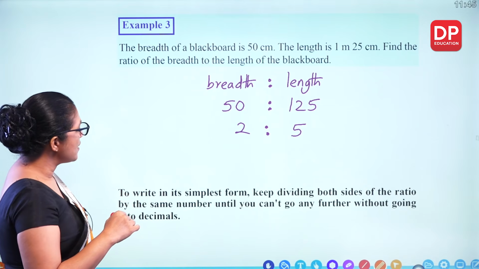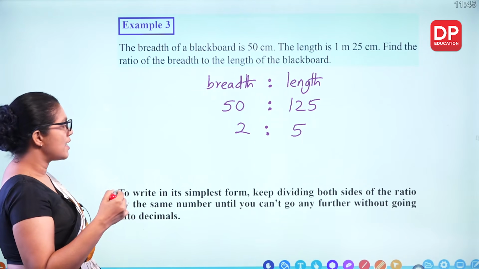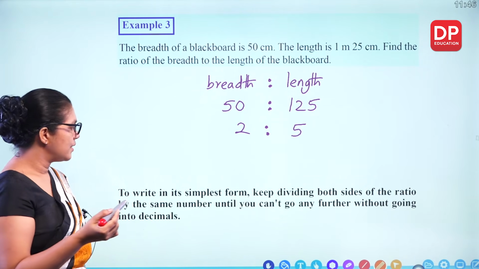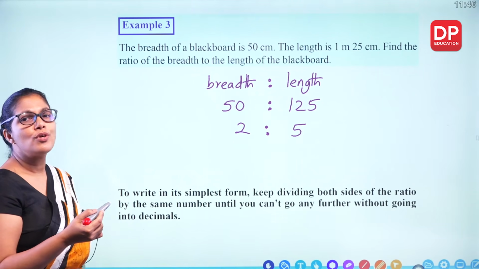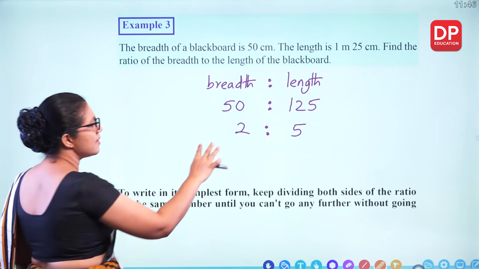To write in simplest form, keep dividing both sides of the ratio by the same number until you can't go any further without going into decimal. So you don't take the decimal.